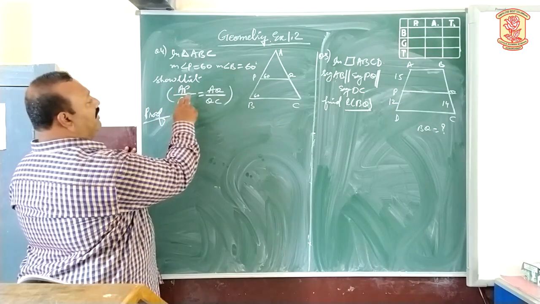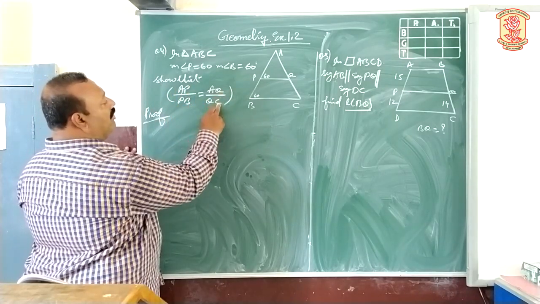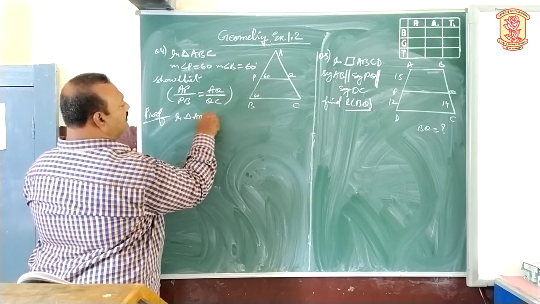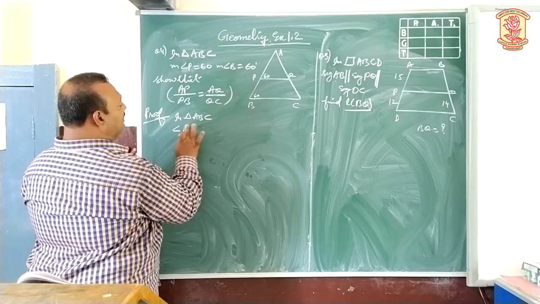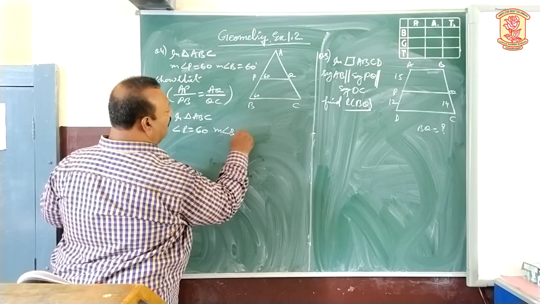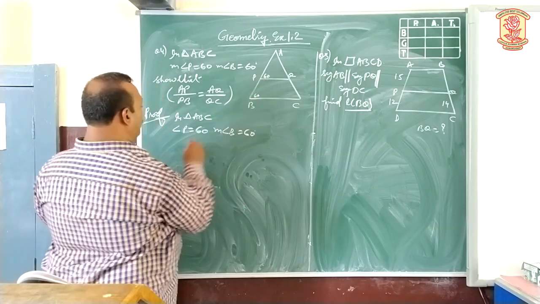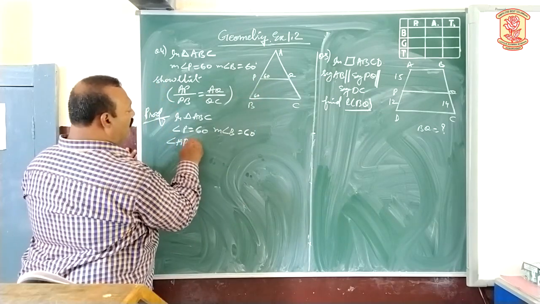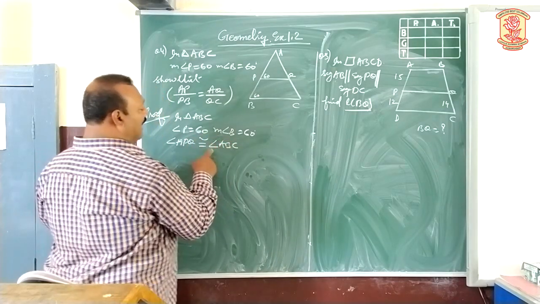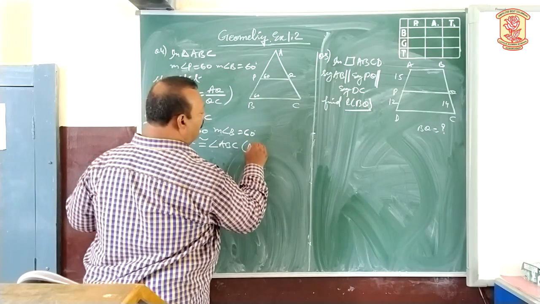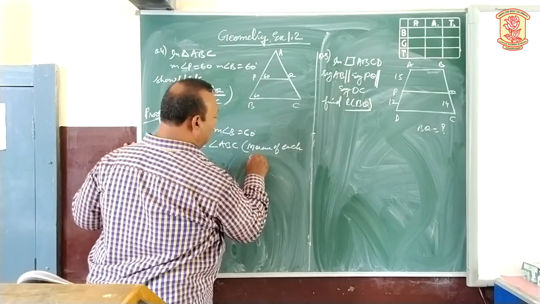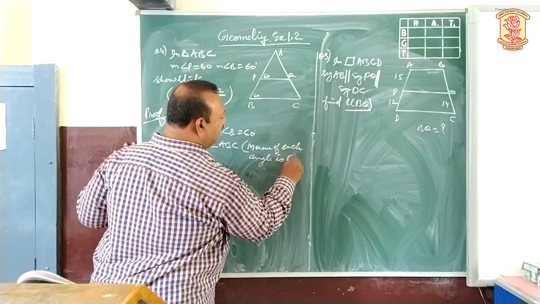Now, we have to show that AP upon PB equals AQ upon QC. See the proof. In triangle ABC, measure of angle APQ equals 60 and measure of angle B equals 60. What can we say? Angle APQ is congruent with angle ABC. Why are they congruent? Measure of each angle is 60 degrees.